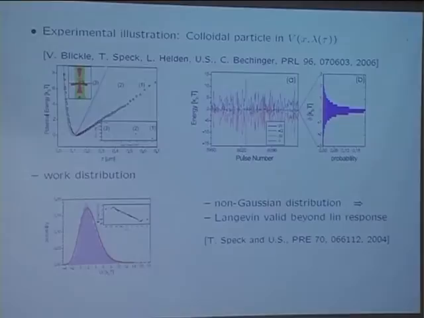There is an important lesson here. This distribution is non-Gaussian. You can prove that as long as you are in the linear response regime, irrespective of the nature of the potential and the time dependence of the driving, i.e. close to genuine thermodynamic equilibrium, work distributions are always Gaussian. So the agreement between theory and experiment shows you that the Langevin equation, with this type of noise still given by the equilibrium strength, is a valid description even beyond linear response.